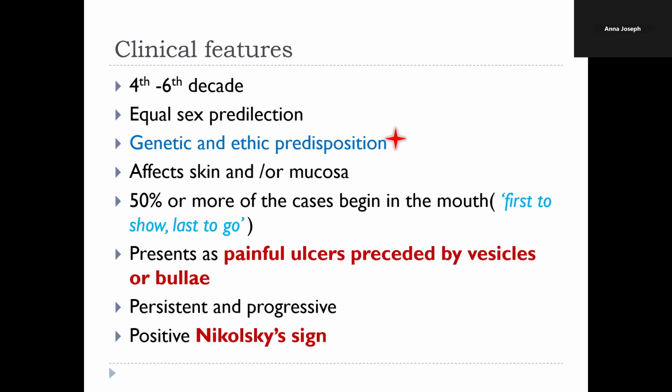So the first lesions may develop as vesicles in the oral cavity, and they are termed as the first to show and the last to go. These present as painful ulcers, which are usually preceded by small vesicles and bullae, which rupture and leave behind ulcers. They tend to be persistent. The disease can be progressive, and an important clinical sign which is elicited for arriving at a diagnosis is termed as Nikolsky's sign.